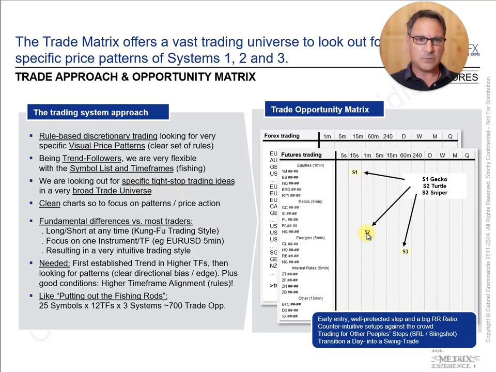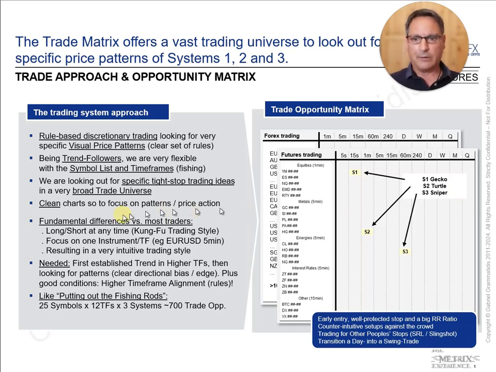These are very specific patterns, and we are focused on 3 patterns: system 1, the gecko; system 2, the turtle pattern; and system 3, well, it's the Snyder setup. So this is our opportunity matrix, our trade universe.